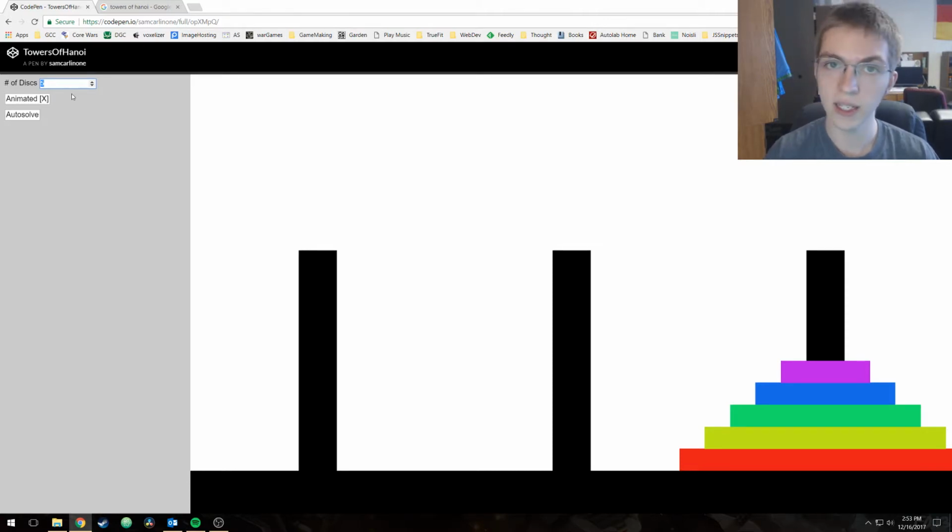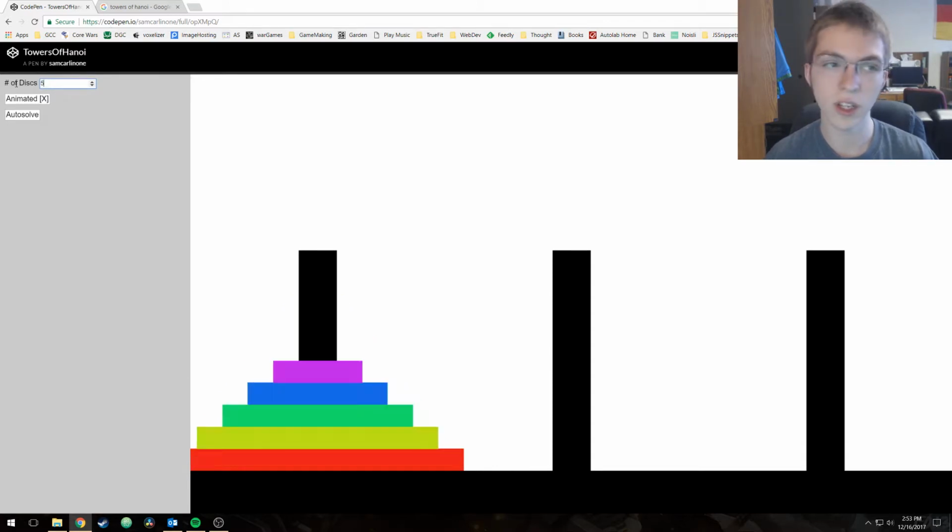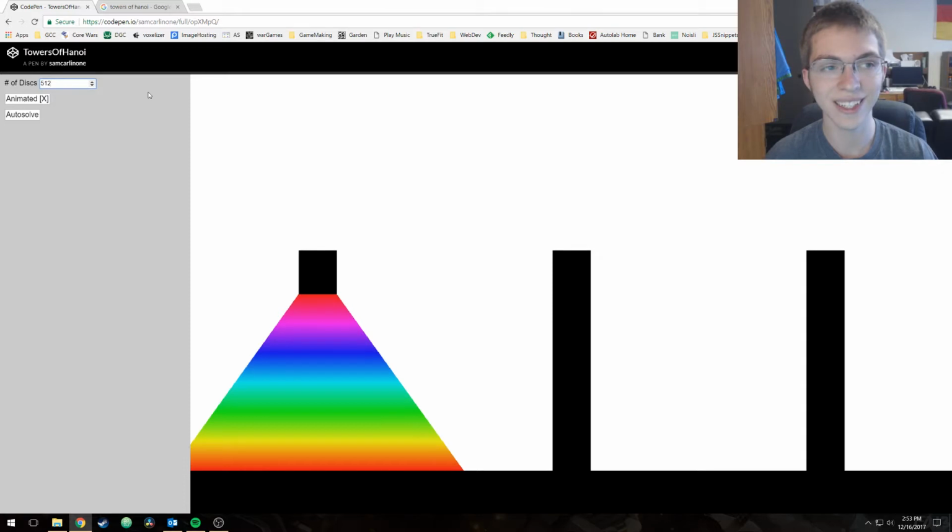So that's with 5. Things get a lot more interesting when we start increasing the number of disks, and as you can see, we've got this handy disk increaser. So let's actually set this to 32. Disclaimer, it goes up to 512. That's the limit that I somewhat arbitrarily set. At that point, each disk is like a pixel high, so we're not going to do that because you won't be able to see. So let's look at 32 disks. There's actually an auto solve, and we can see away it goes.